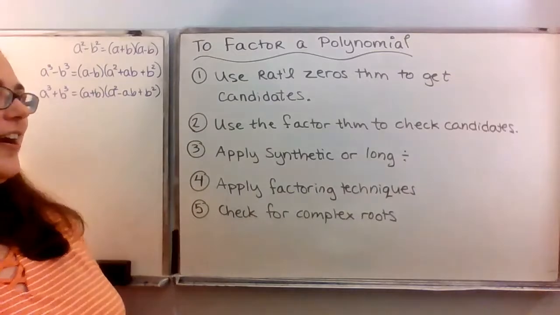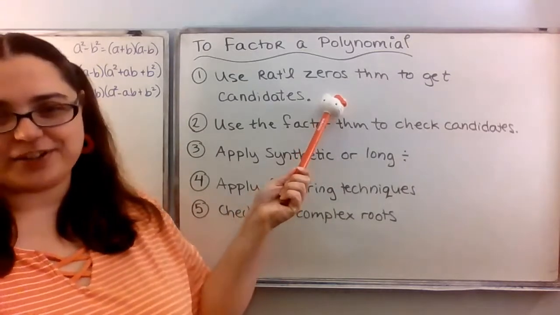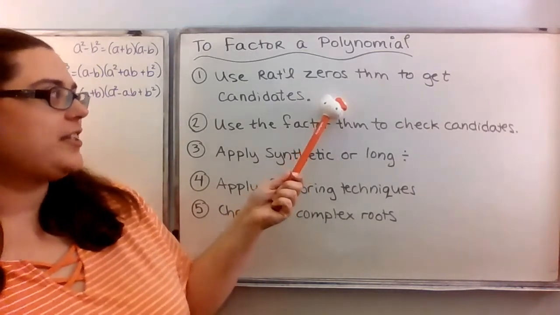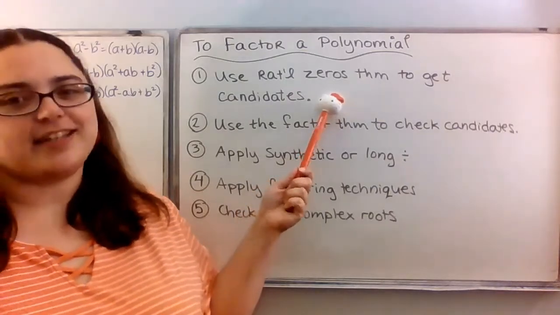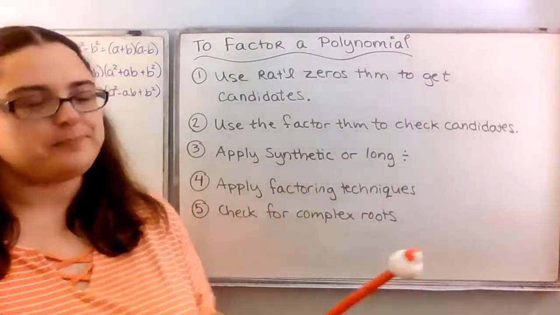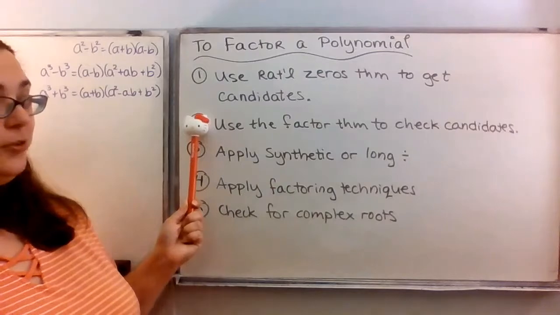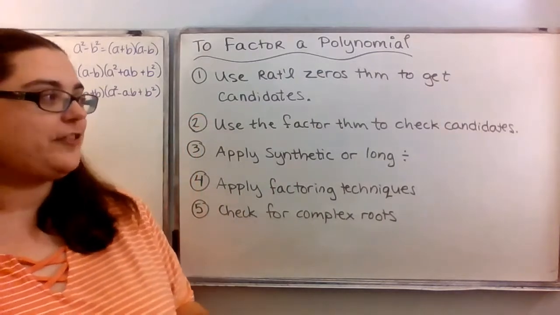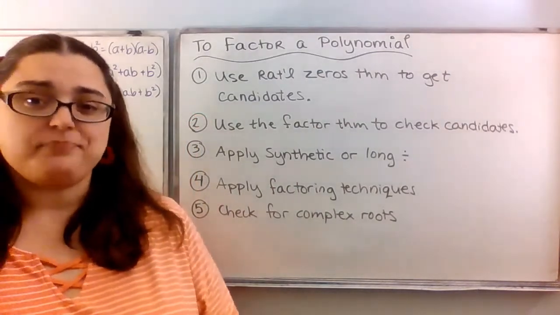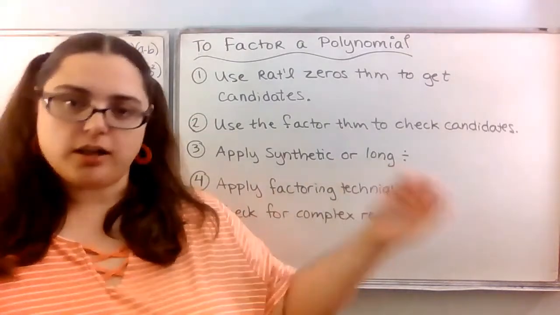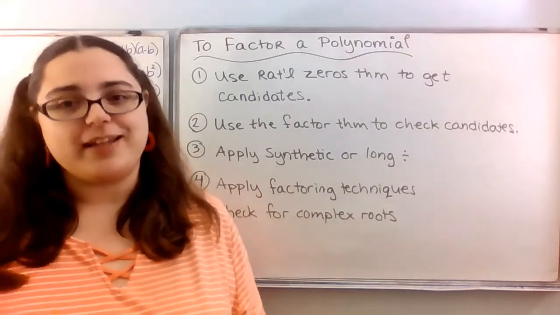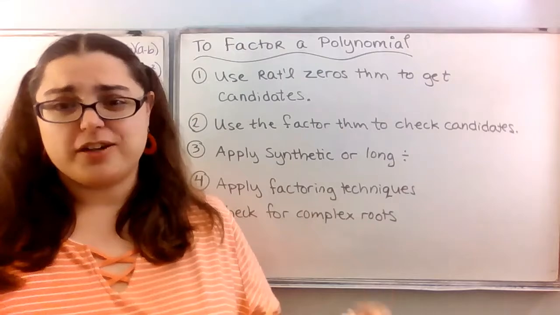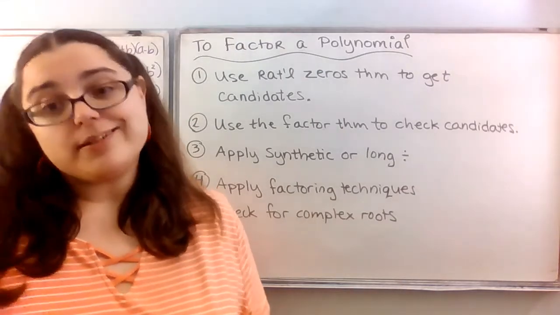For our first step of factoring a polynomial, we're going to use the rational zeros theorem, and that's going to give us our rational root candidates. Then for number two, we're going to use the factor theorem to check those candidates. Now, if you wanted to, you could check all of the candidates, but depending on how many candidates you have, like I think in one of our examples, we had 20 something. That could take a while.